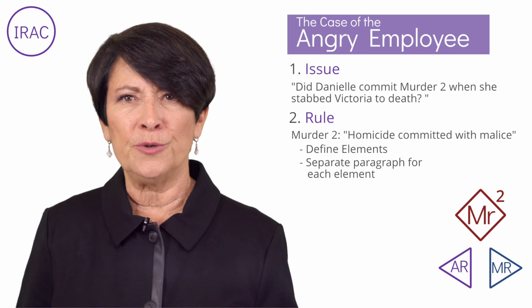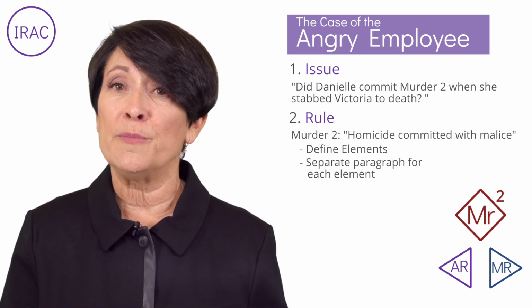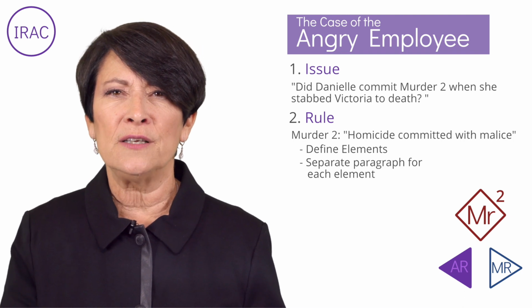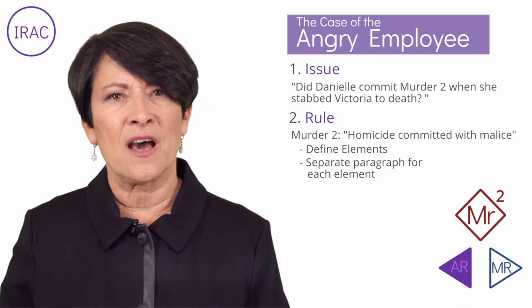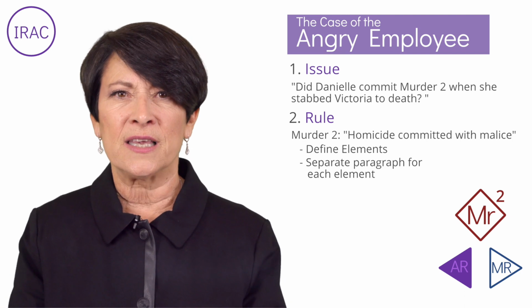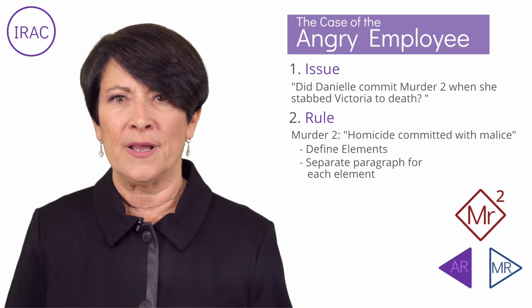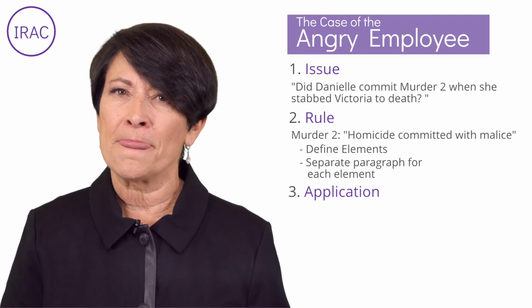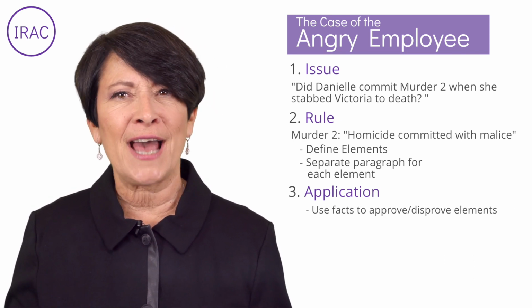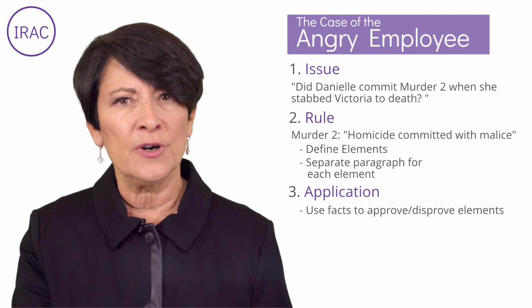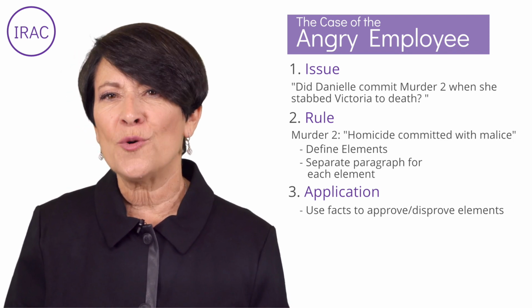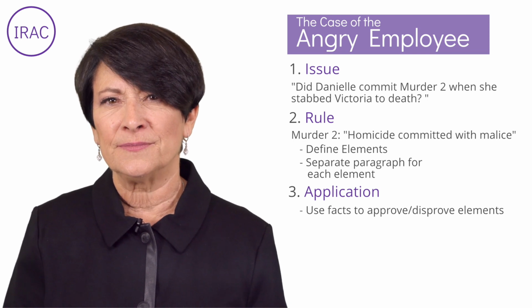Here, to prove murder 2, prosecutors have to show that Danielle committed a homicide. That's the actus reus. Every time you raise a legal term, it's got to be defined if it's got a definition. Homicide is the killing of one human being by another. Now comes the application or analysis part. That's the A. This is the part of the answer where you're going to attach specific facts to prove or disprove that element. This step is critical even though here it's obvious.